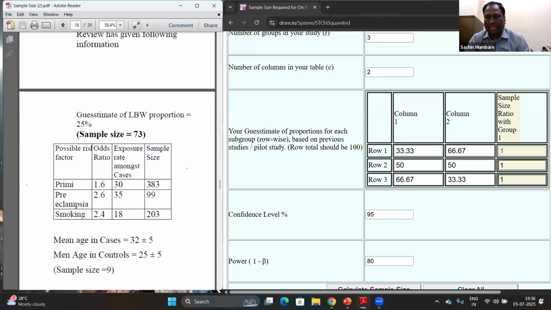Have you calculated this? Yes, sir. Everything is correct? Yes, sir. So how much is the actual sample size for your study? 383 in each group. The sample size is 383 for the LBW group as well as 383 in the normal weight group. Because now just use your common sense.